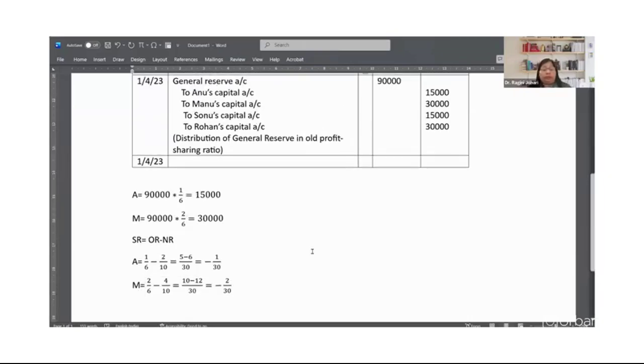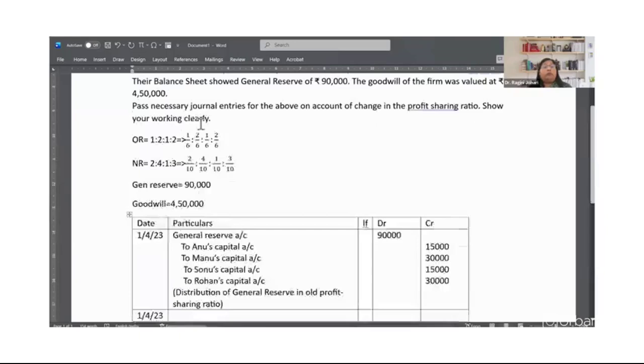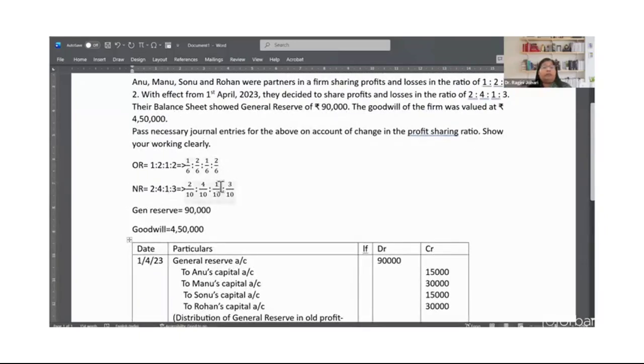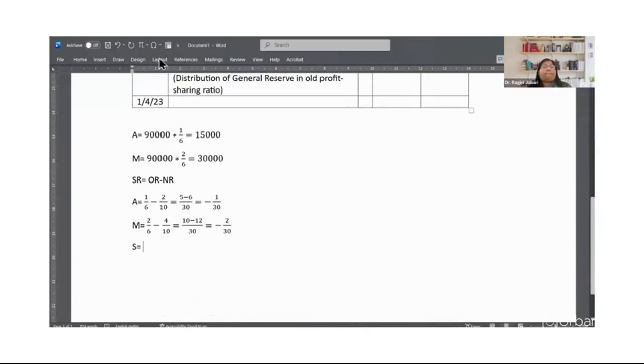Now, let's talk of the third partner. For the third partner, old is 1 upon 6, then 1 upon 10. 1 upon 6 minus 1 upon 10. Okay. 6 5s are 30, 5 1s are 5, minus 10 3s are 30. So this is positive 2 upon 30, meaning there is a sacrifice here.